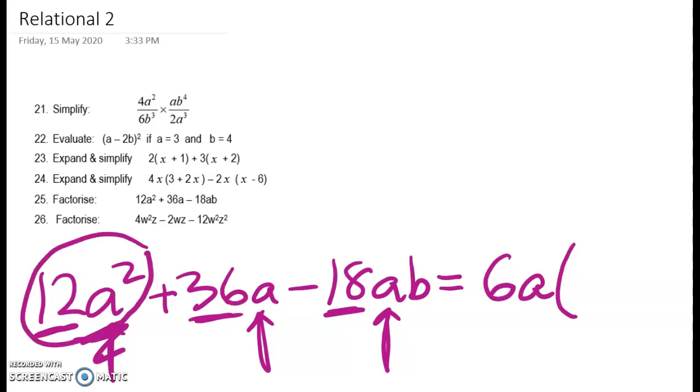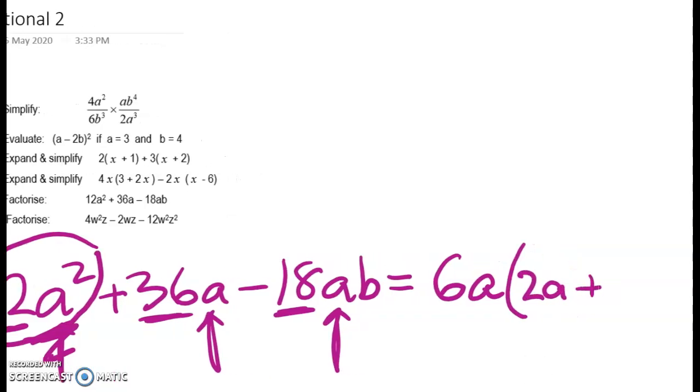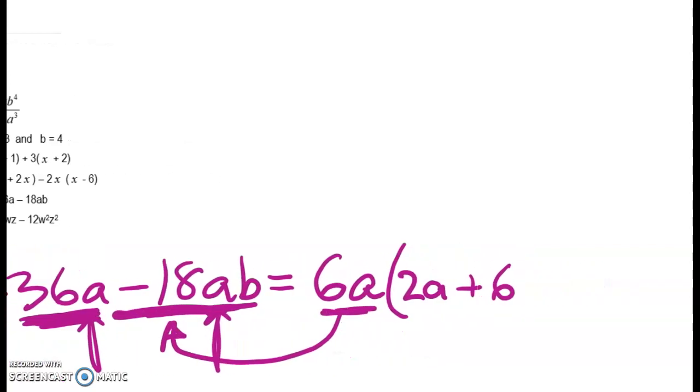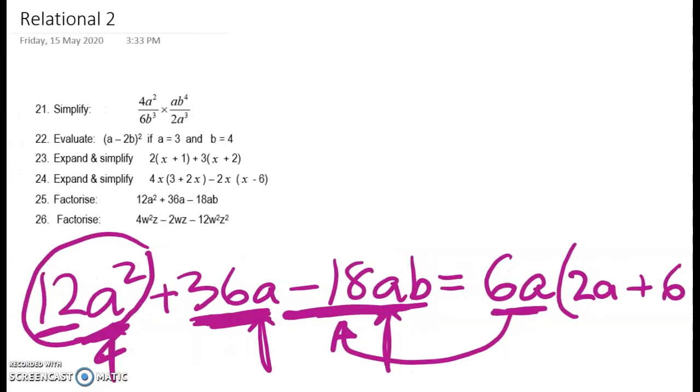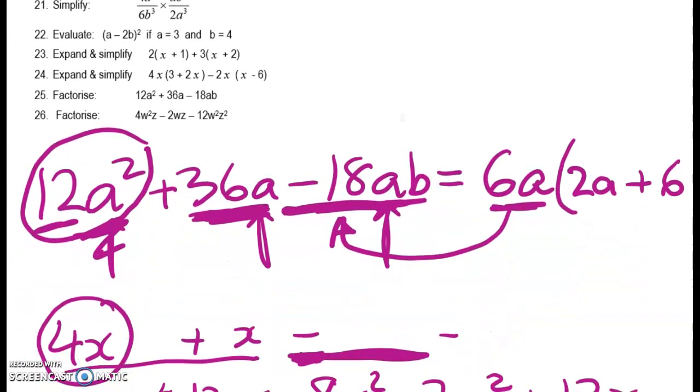6a times what will get me 12a squared? 6a times 2a. Plus 6a times what will get me 36a plus 6. Lastly, 6a times what will get me this? Well, it has to be minus 3b. Right, what's left? One more. Okay, another factorise.